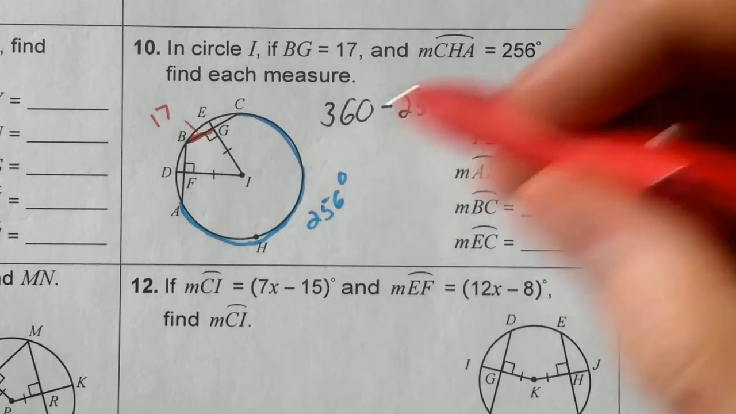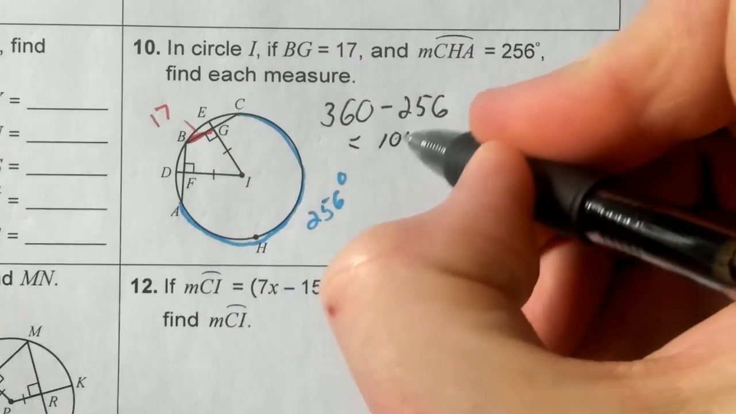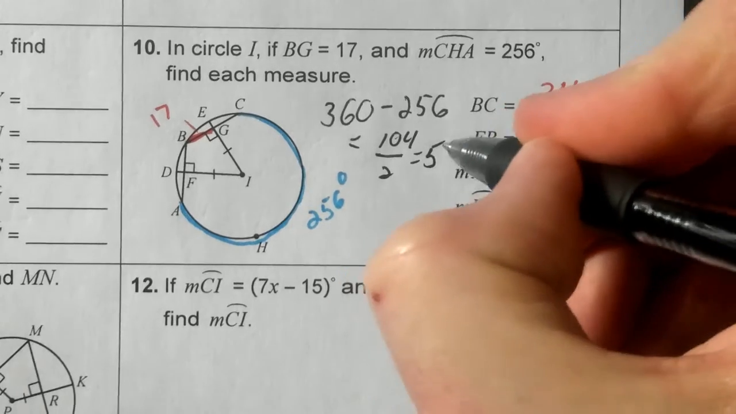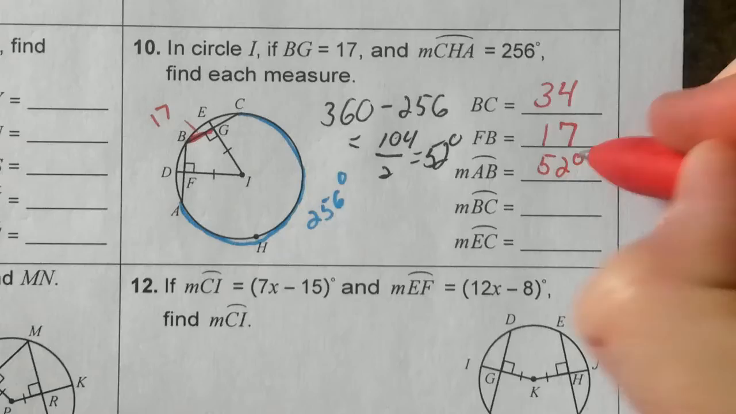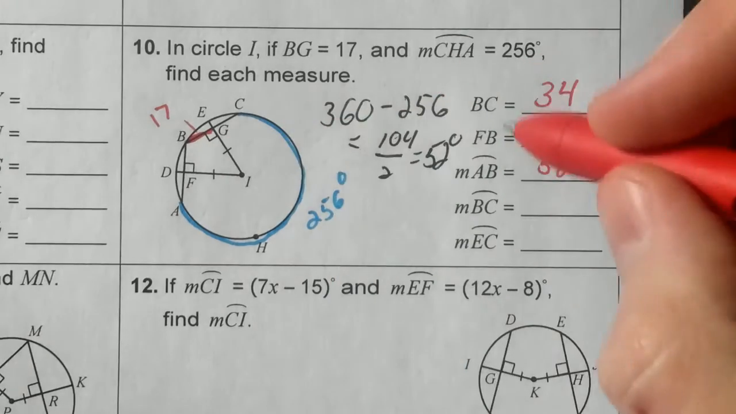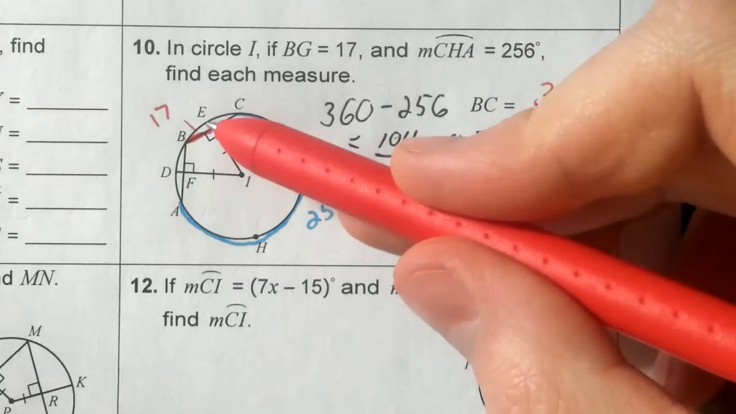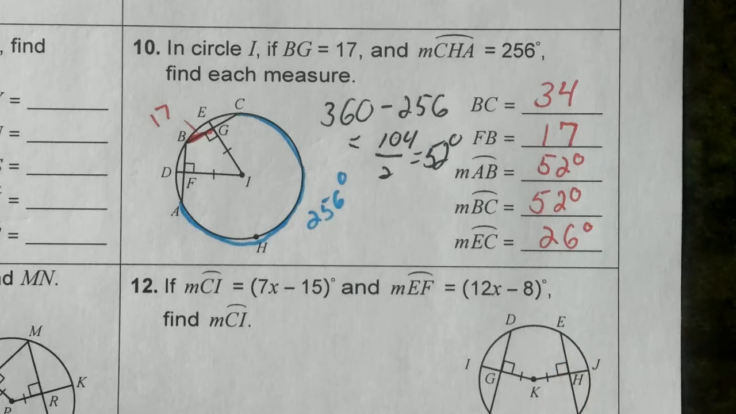So then half of 104, I should write that. 104, and then if I divide by 2, I get 52 degrees. So the measure of AB is 52 degrees. That also has to be the measure of BC, 52 degrees. And then EC is just half of that arc. So half of 52 is 26 degrees.